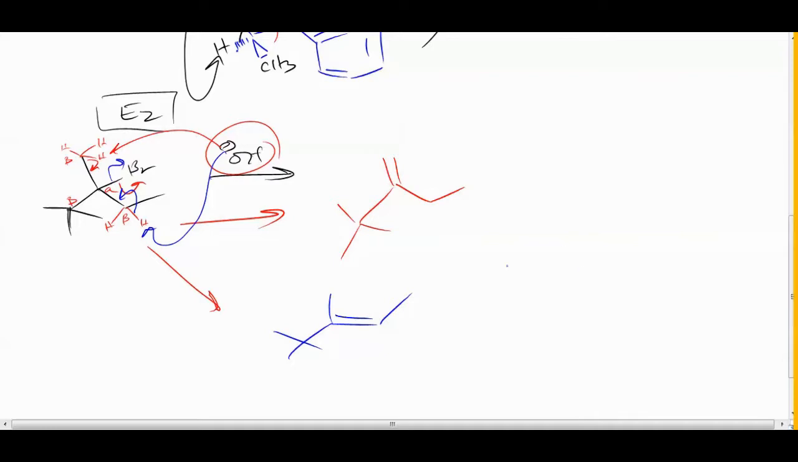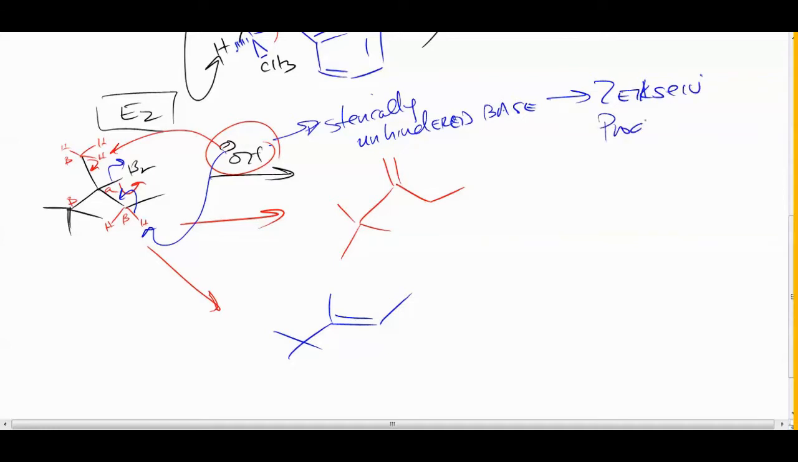Okay. So now, when you use a small base like this, a sterically unhindered base, you're going to form what's known as the Zaitsev product, which just means the double bond attached to the more substituted carbon. We went over that, more substituted double bond. Yeah, sorry. It's okay.